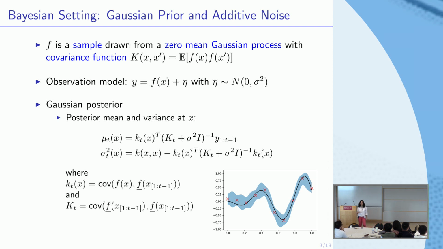Is the setup clear? This setup is now promising in the sense that, because of this covariance structure, I should be able to learn something fast.